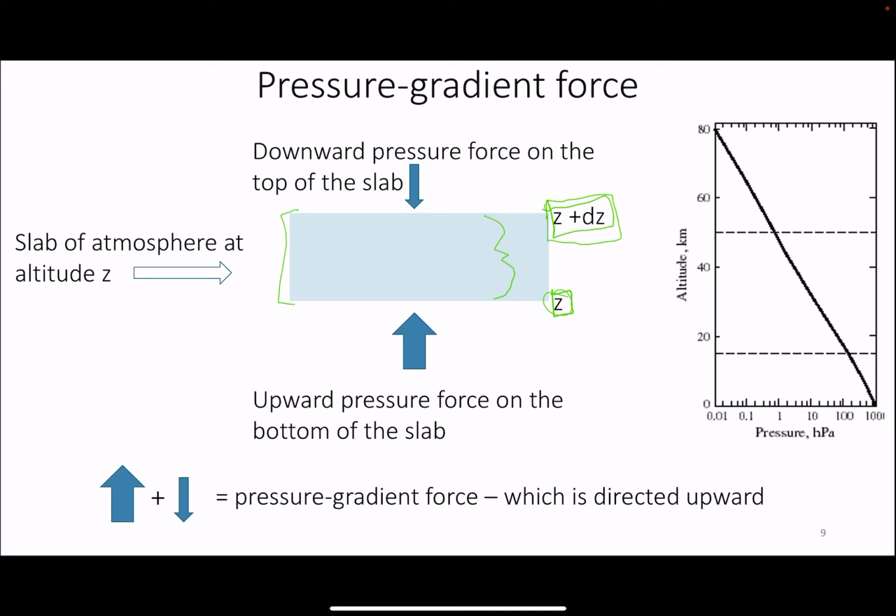And so as a result of that, there's going to be a pressure gradient force because the pressure at z, the pressure here at the bottom, this upward pressure force, is greater than this pressure force here, z plus dz. So in theory, if you have a greater pressure here than here, then there's going to be a pressure force, and this slab of atmosphere should be shooting wildly in that direction. And this is known as the pressure gradient force, and this pressure gradient force is directed upward.